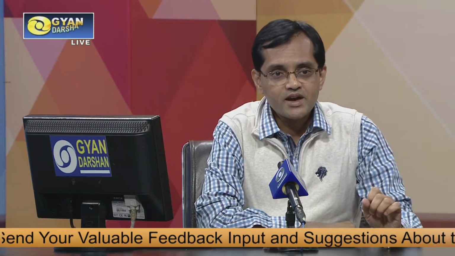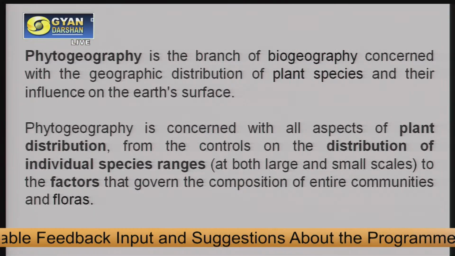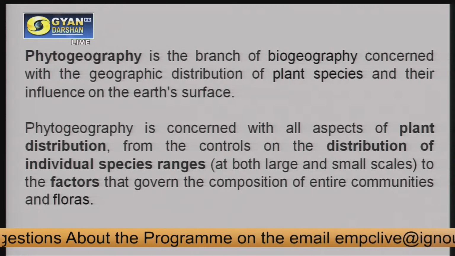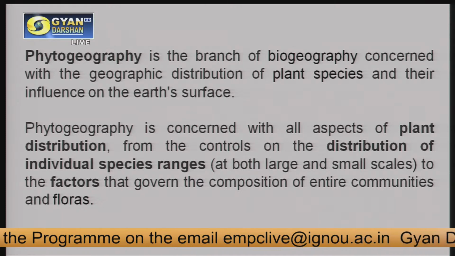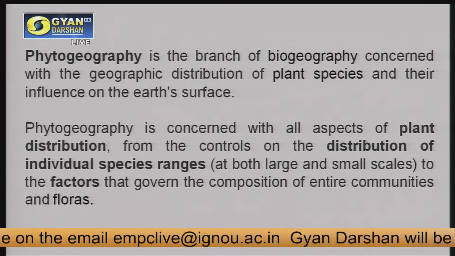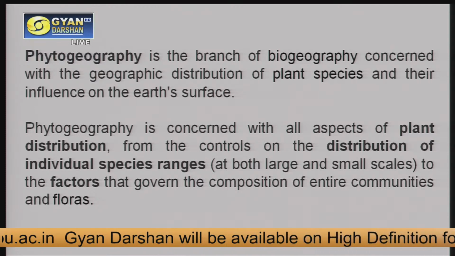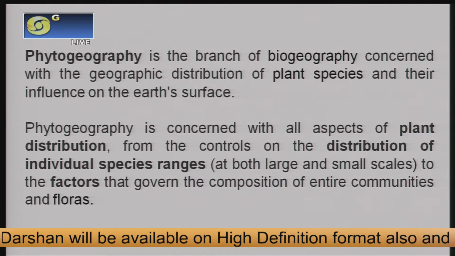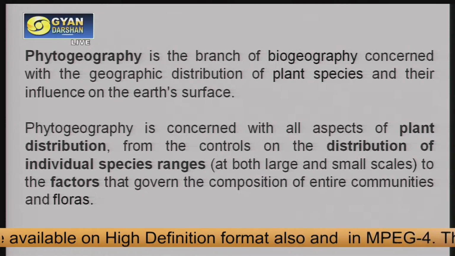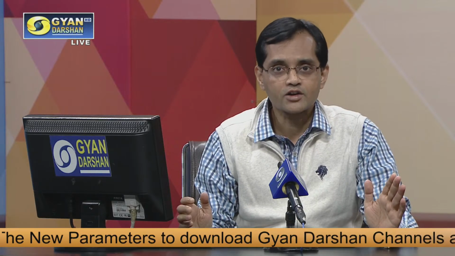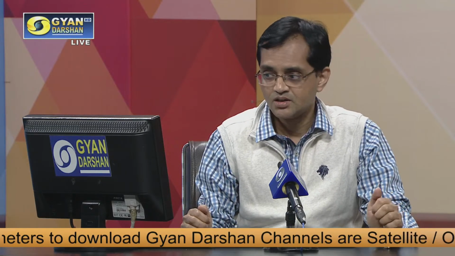So, what is meant by phytogeography? Phytogeography is the branch of biogeography which is concerned with the geographic distribution of plant species and their influence on the earth's surface. So, you can see from the very name that it is a combination of plants, that is botany, and to some extent it also has the essence of geography, because you want to study the pattern of distribution of the flora across the globe or across India in our case.